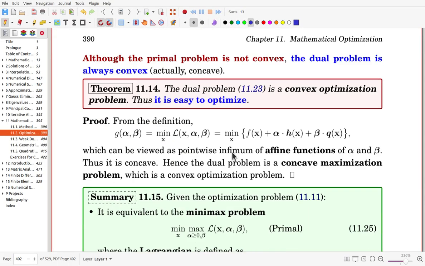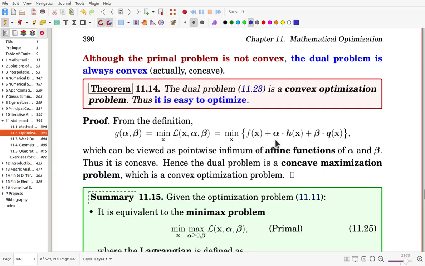Although the primal problem is not convex, the dual problem is always convex. In fact, it is concave. Here we have a theorem. The dual problem is a convex optimization problem. So it is easy to optimize. Okay, let's look here. Once you consider the minimum part, that is the dual function g of alpha beta. That is in detail this one.